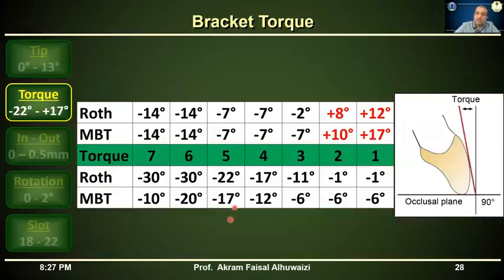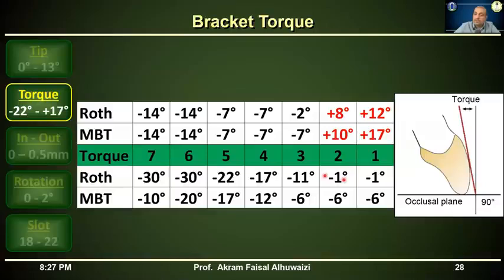Now, bracket torque in general, when you see a comparison between Roth and MBT, you'd notice that all the torques are negative, meaning that all the roots of the teeth are labially directed and the crowns are lingually directed, except for the upper incisors. They're the only ones that have a positive torque. All the others have a negative torque. This is something important to understand.